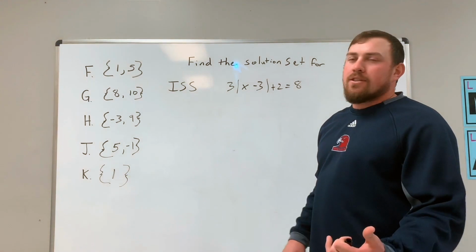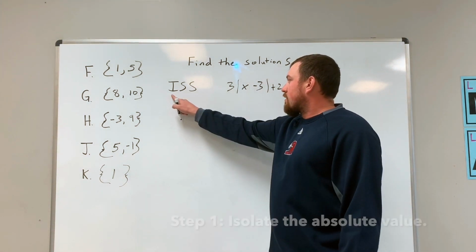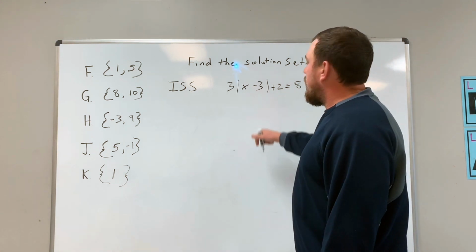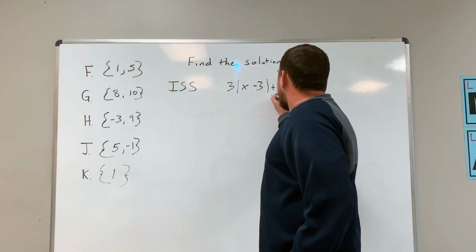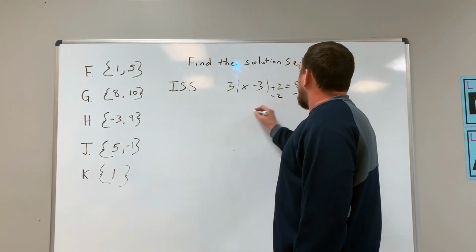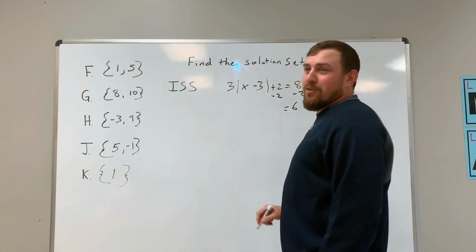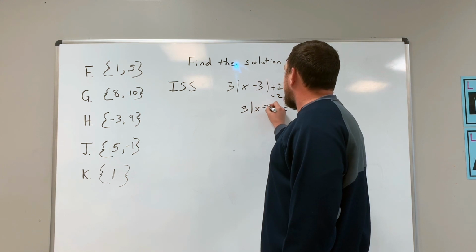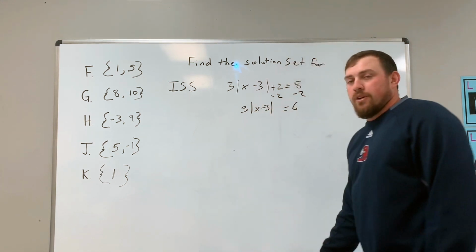Okay, so the first step is to isolate. That means we're going to get the absolute value by itself. We're going to do inverse operations to do that. So subtract 2 from both sides. That's going to give me 6 over here. And then bring everything on this side down. So that's 3 times the absolute value of x minus 3.